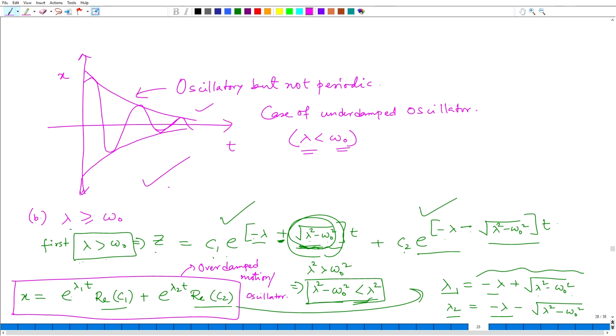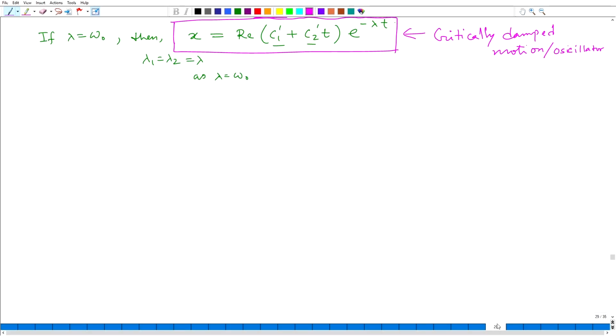To be very honest, in the case of an over damped oscillation and critically damped oscillation, there is no oscillation at all. The motion is aperiodic, non-oscillatory, exponentially decreasing in the first case, and in the second case it will be a little bit different than a proper exponential because there is a c 1 prime plus c 2 prime t times this.